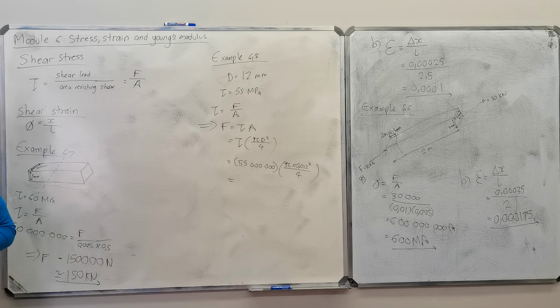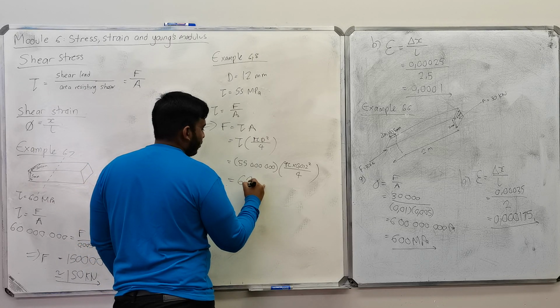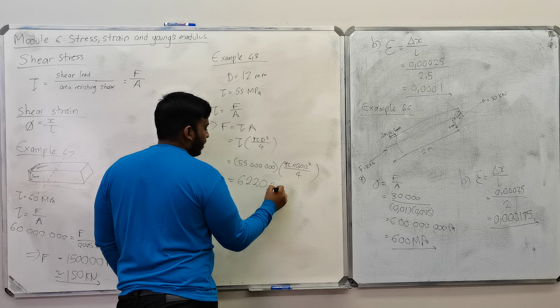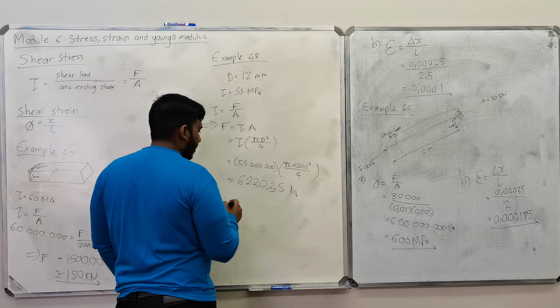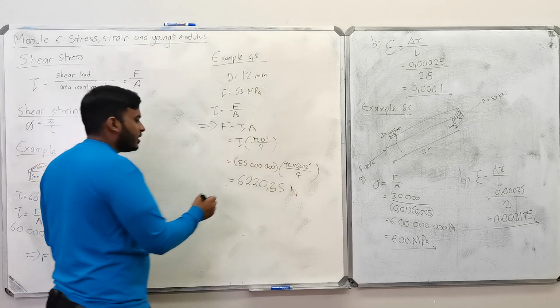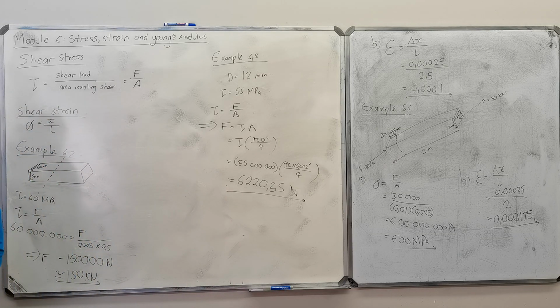So Lisha, what is it? 6220.235 newtons. Right? And if you want to write it in kilonewtons, it will be 6.22. So this is the force, the minimum force needed to break the pin.